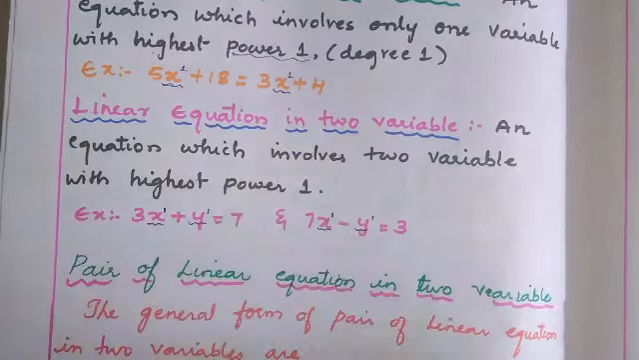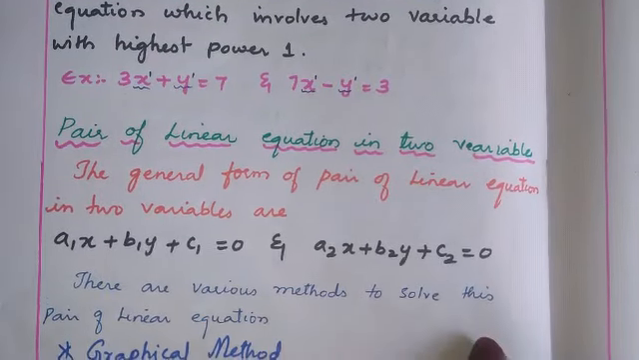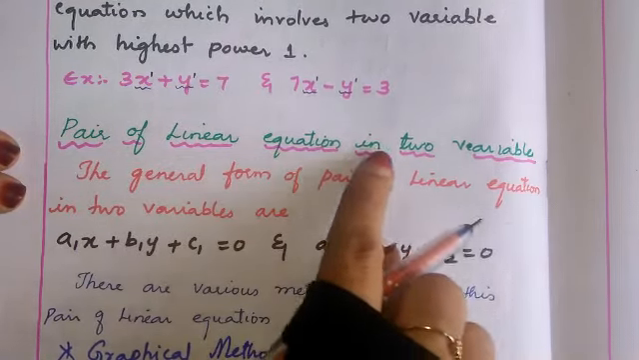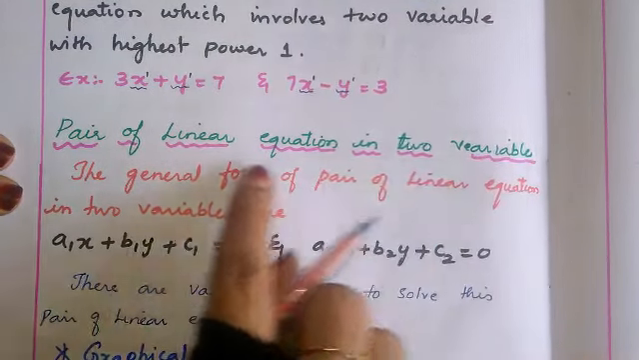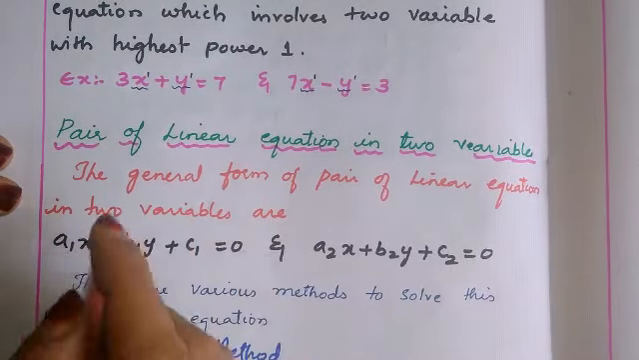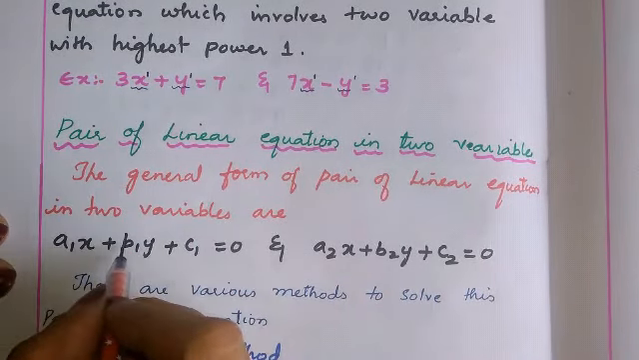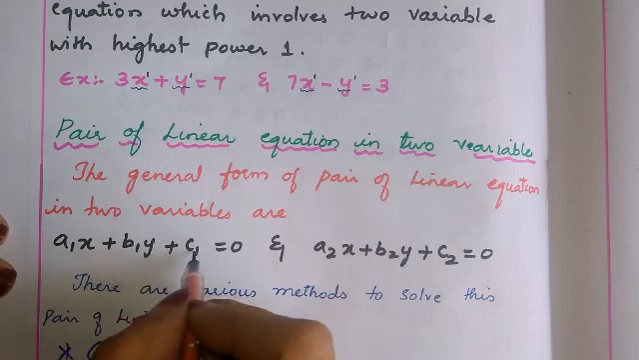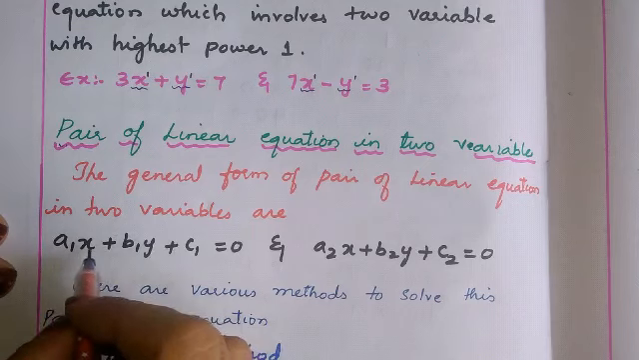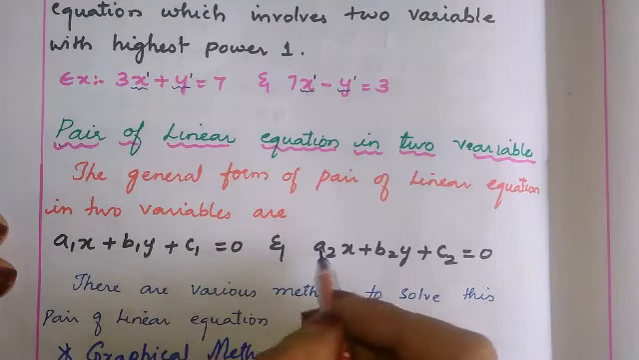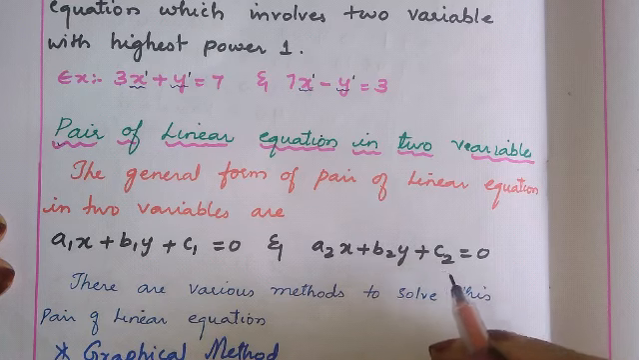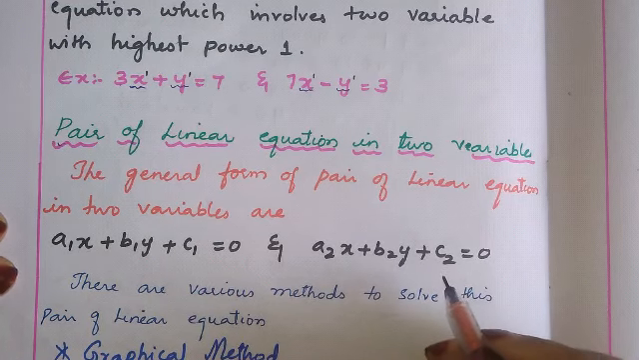Now, we are learning pair of linear equations in two variables. The general form of a pair of linear equations in two variables is a1x plus b1y plus c1. Two equations will be there, a pair. So, a1, b1, c1, a2, b2, c2. We have to mention it like this. This is the general form of a pair of linear equations.